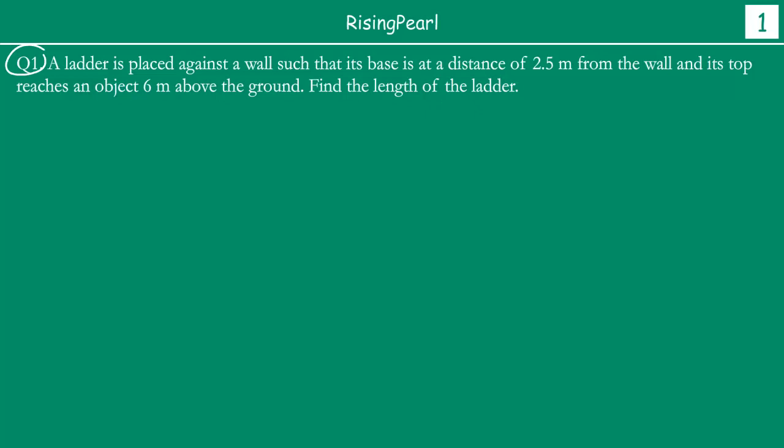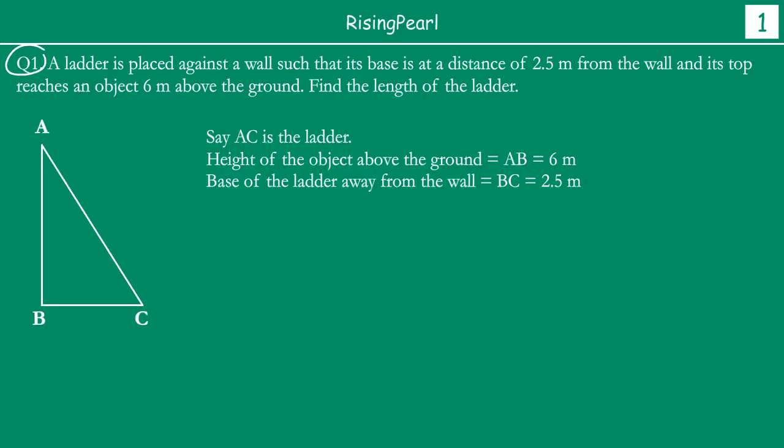So friends, as you can see, we don't have a shape or a figure given to us. So we have to draw it by ourselves. So first we draw a right angle triangle such that, say, AC is the ladder. Here AC, this is our ladder, right? So AB, think about this entire imaginary line as your wall. AC is the ladder and BC is how far the base of the ladder is away from the wall.